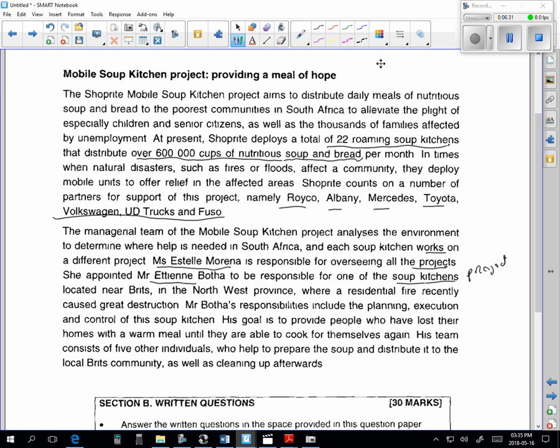When a residential fire recently caused great destruction, her responsibilities include planning, execution, and control of the soup kitchen. His goal is to provide people who have lost their homes with a warm meal until they're able to cook for themselves again. His team consists of 5 other individuals who help to prepare the soup and distribute it to the local community, as well as cleaning up afterwards.